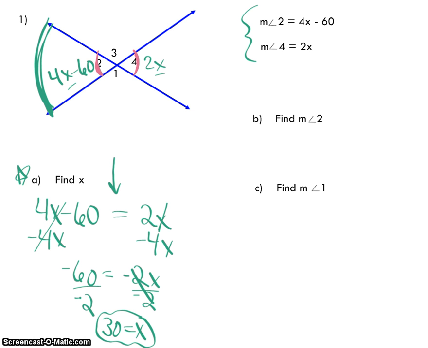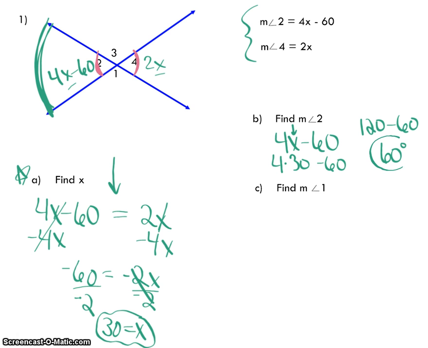Well, that angle is represented by 4x minus 60. And now I know x. So I know I can plug in 30 right here. So this would be 4 times 30 minus 60. 4 times 30 is 120. So we do 120 minus 60, which is 60. And usually the amount of degrees should make sense for the picture. And since this is an acute angle over here, that makes sense. 60 seems like a reasonable number.